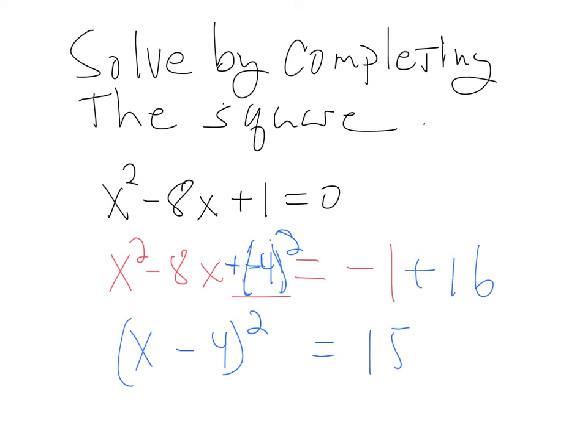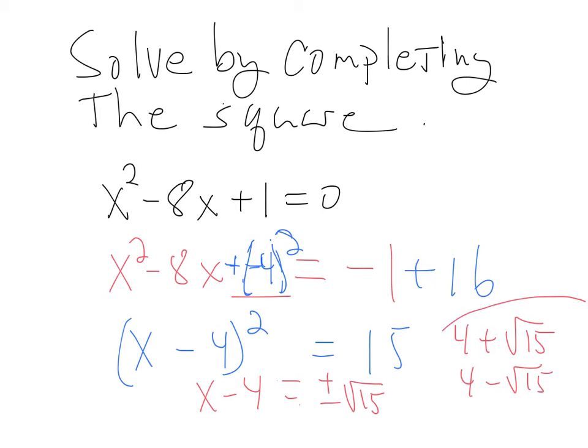So now I'm going to take the square root of both sides. And remember, when you take the square root of both sides, you're going to have a plus or minus. Whoops, I'm trying to write the plus or minus too quickly. Equals plus or minus the square root of 15. And 15 is not going to simplify because that's 3 times 5. I can't make that any simpler. And then I'm going to add 4. So I'm going to get 4 plus the square root of 15, 4 minus the square root of 15 are the two answers.